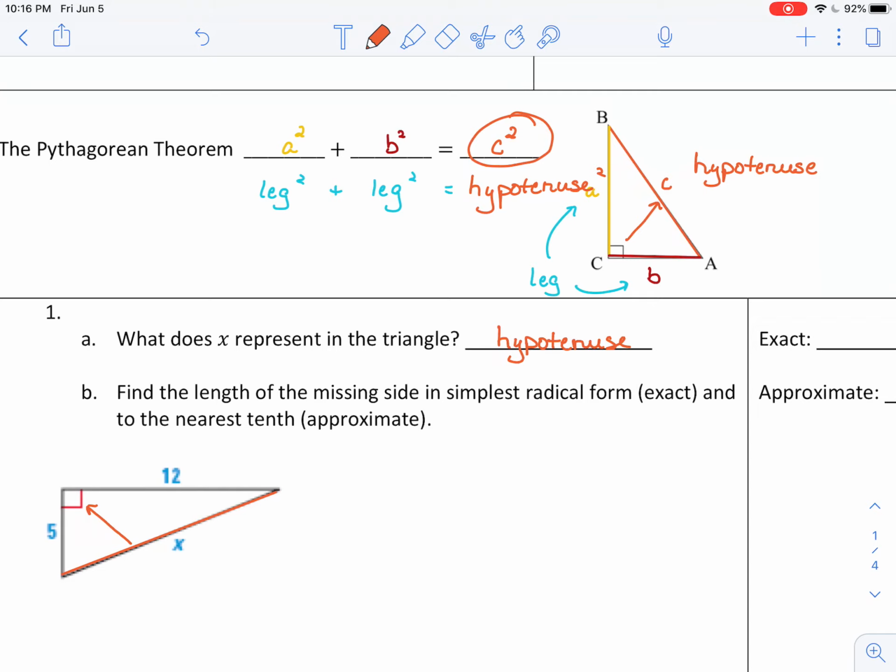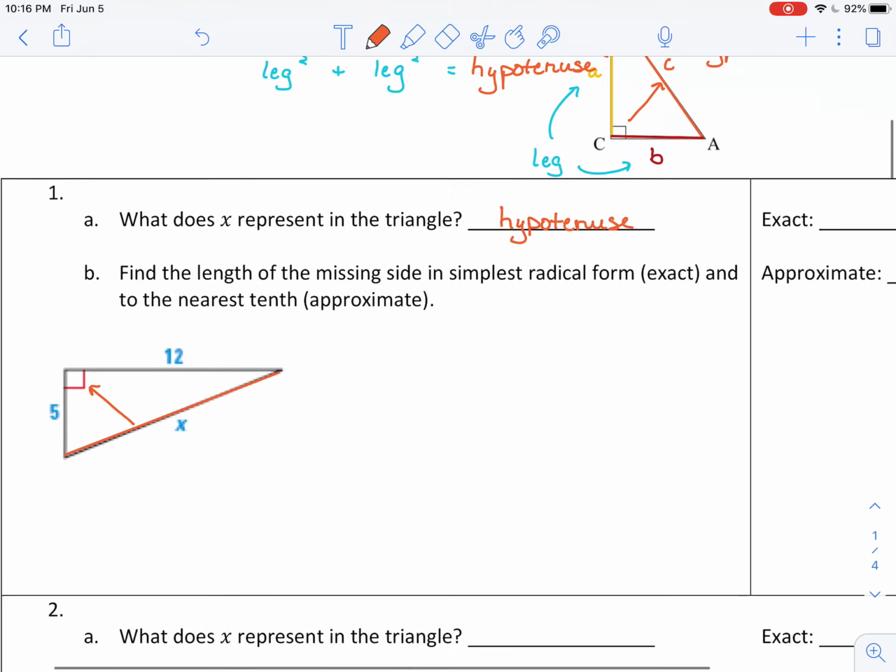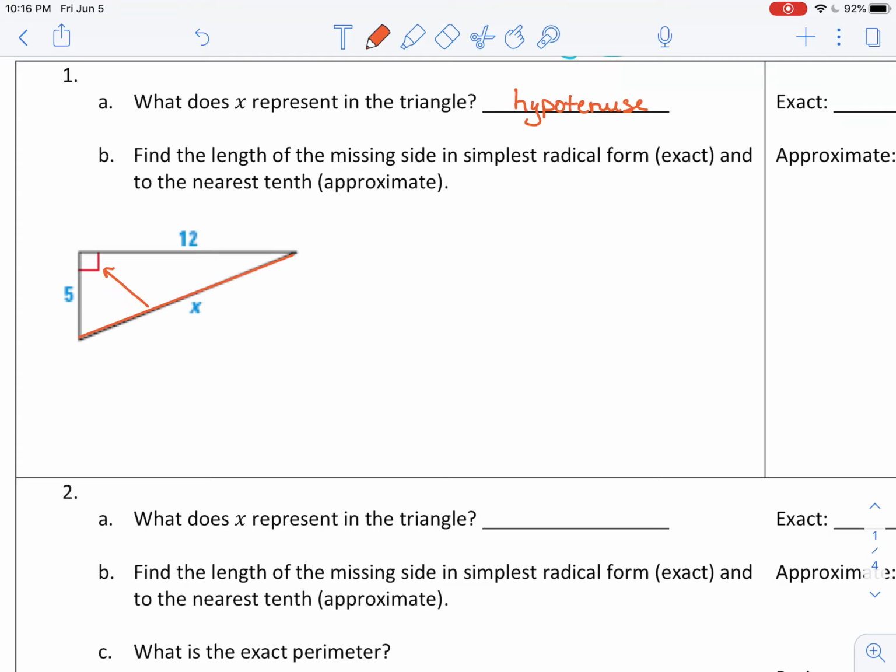I'm going to say the leg squared plus the leg squared equals that hypotenuse squared. In this problem, I'm going to use a and b as 5 and 12 because they're the legs. They are the sides that create the right angle. I'm going to have x be my hypotenuse because it's across from the right angle. So I can rewrite my Pythagorean theorem as the leg squared plus another leg squared is going to equal the hypotenuse squared. And we said yesterday we can solve this by squaring those numbers, simplifying it out.